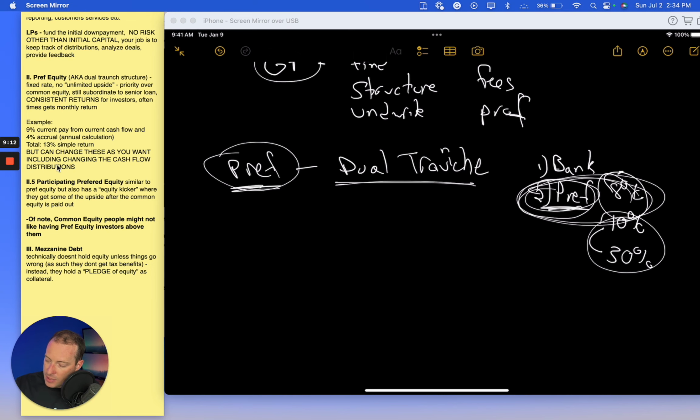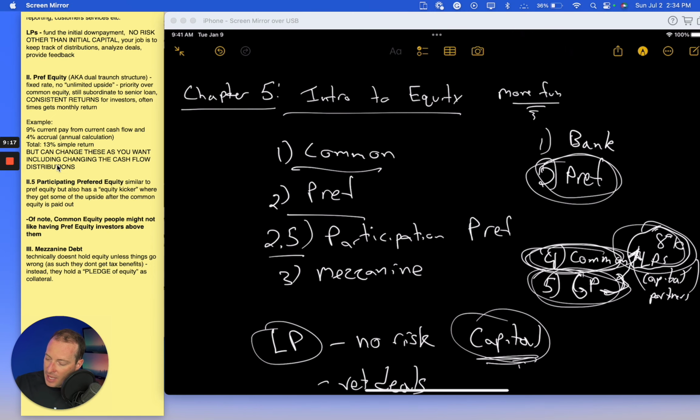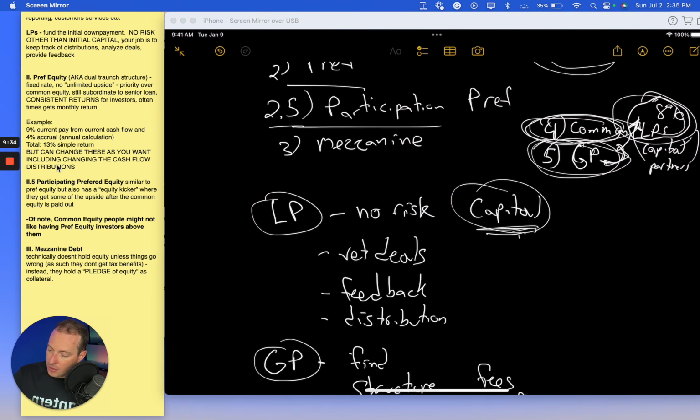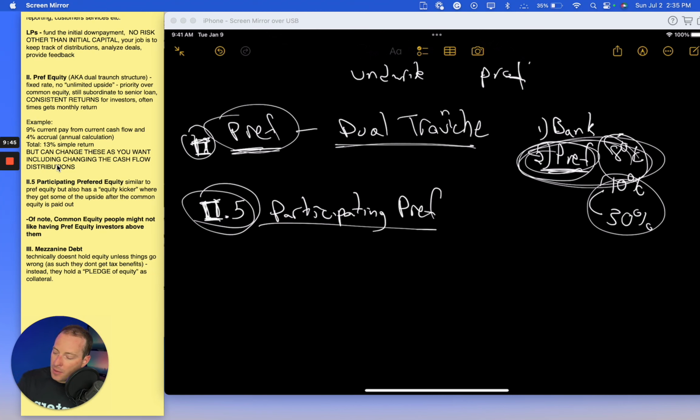Now, there's also something we talked about, common, pref, and now participating pref equity. That was 2, right? And then participating, 2.5. Mix of Roman numeral and standard. Oof, yikes, that shouldn't be allowed. Participating pref equity. What is that? Well, that's basically a structure where, remember, this pref equity gets that 8% only. They don't have any upside beyond that 8%.